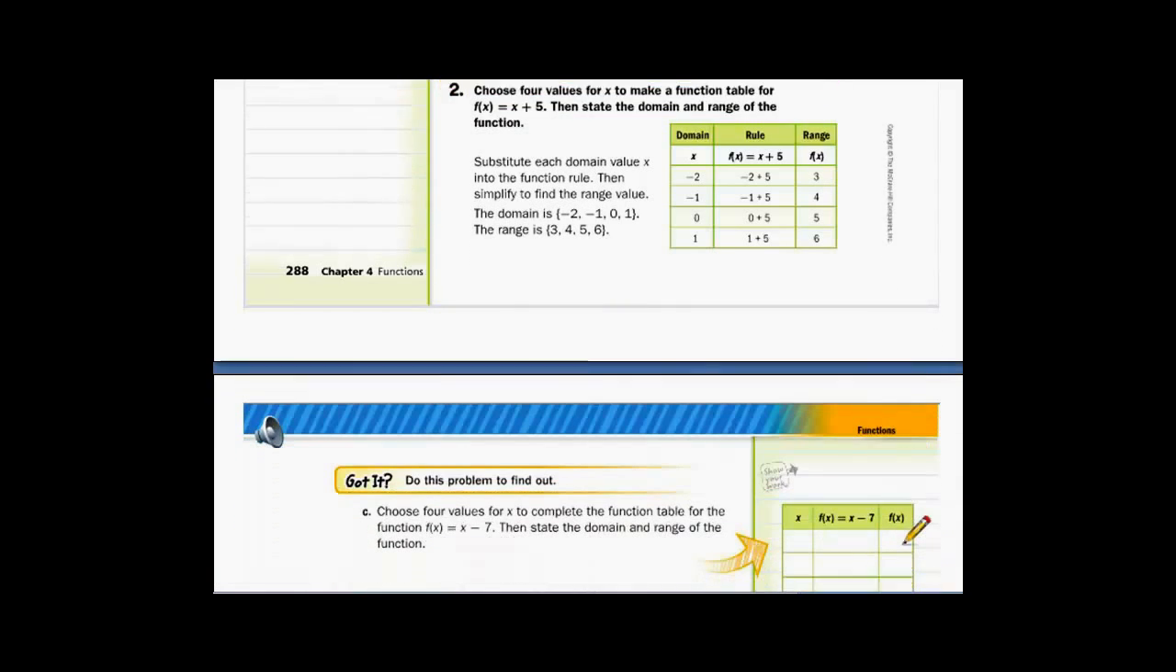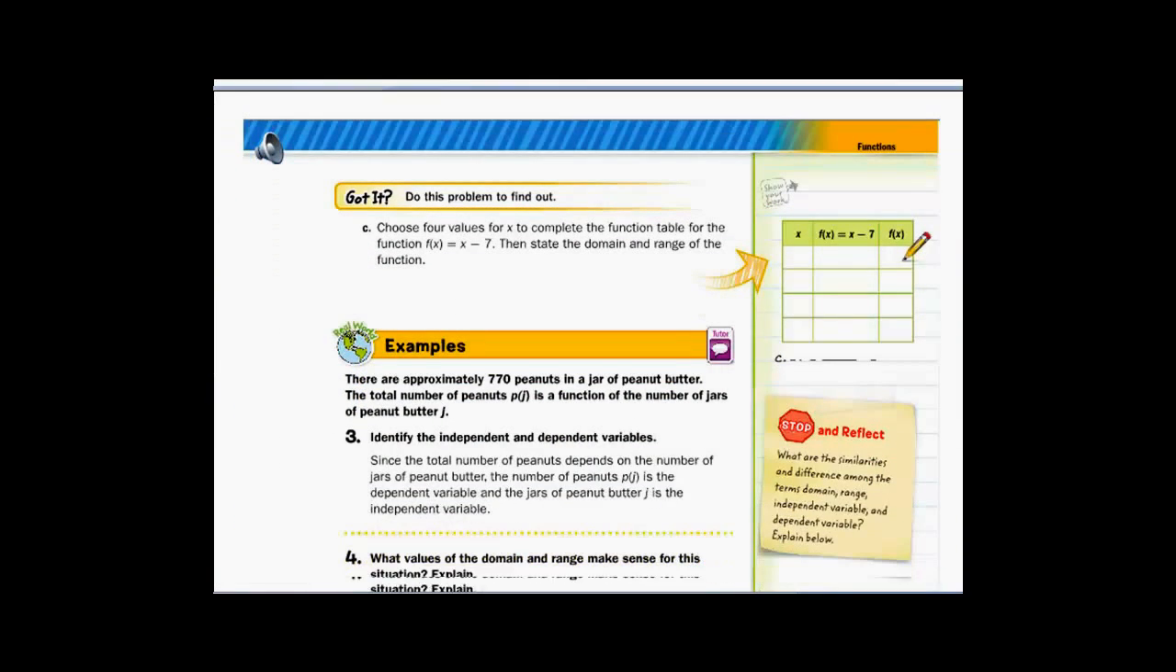Okay? Scroll on to the next page. All right, so pause it. Try it for C. All right, back with me.